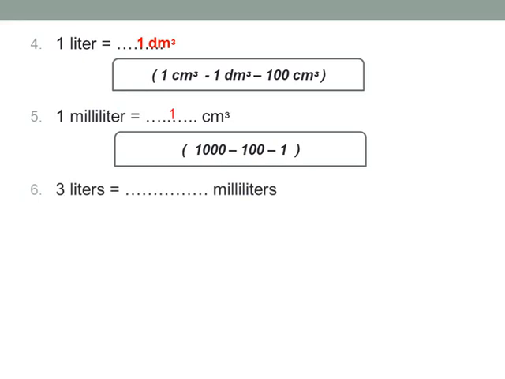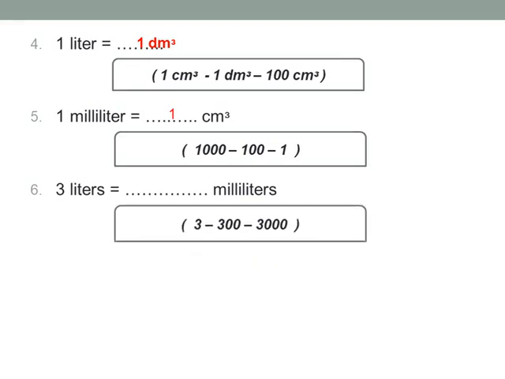Number 6, 3 liters equal how many milliliters? 300 or 3000? We remember that 1 liter equals 1000 milliliters. So I said before that if we want to convert from the big unit, liters, to the small unit, milliliters, we should multiply the number by 1000. And we have here 3 liters, which means we will take 3 and multiply it by 1000. 3 times 1000 equals 3000 milliliters, and that means 3 liters equal 3000 milliliters.